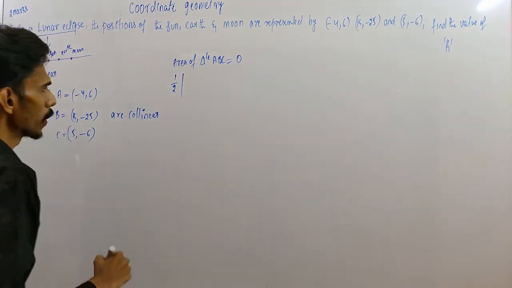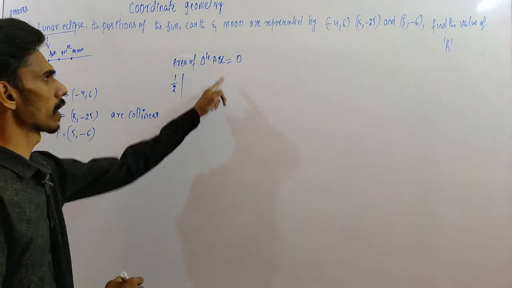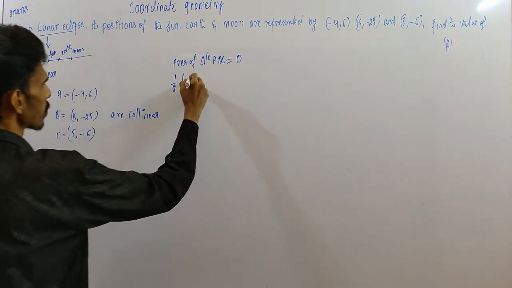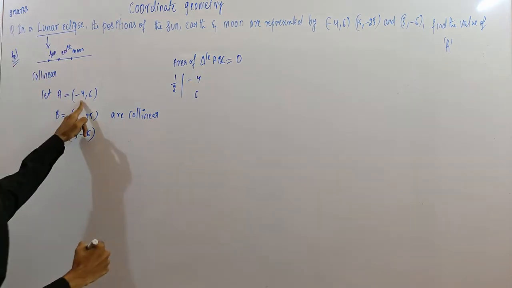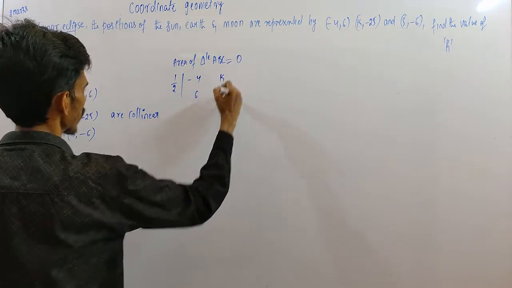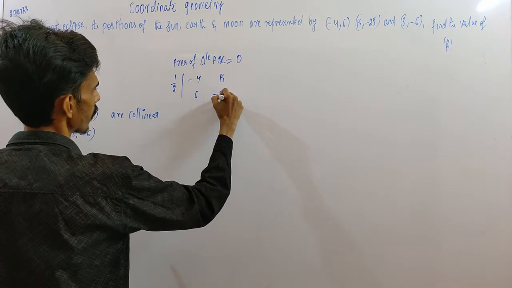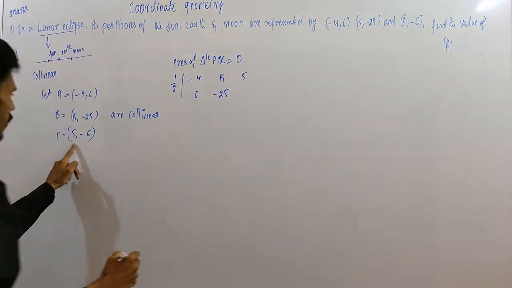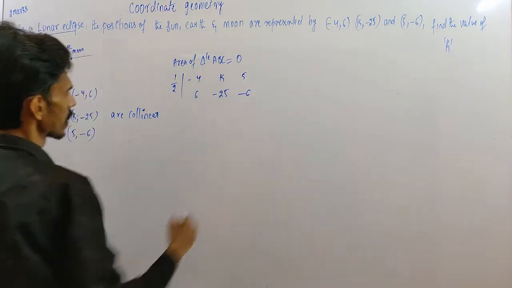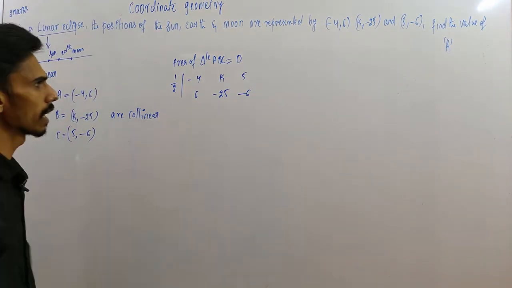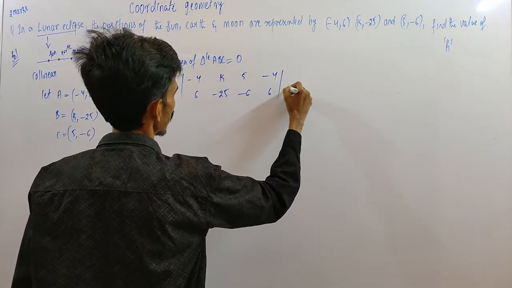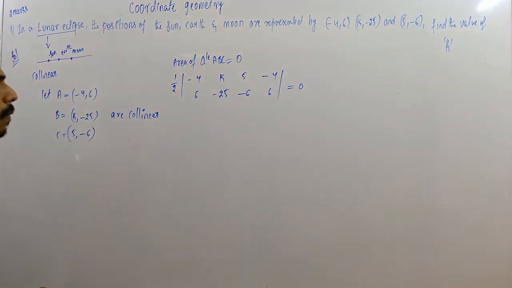Now write down 1/2, the area of triangle formula. Write down the points vertically: -4, 6; 4, 6... wait, the points are (-4, 6), (4, k), and (-25, 5)... Second point, k, -25. Third point we have 5, -6. Now copy the first point again, -4, 6, equal to 0.